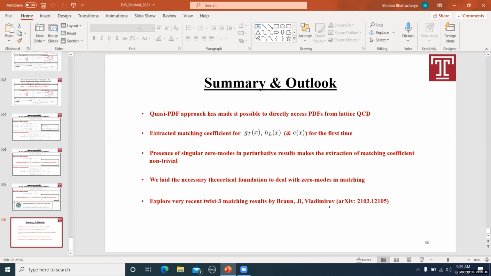I have a general question. Usually there are relations at the integral level between G1 and GT, like the Burkhardt-Cottingham sum rule. Did you check if in your calculations you recover these relations or you violate them?